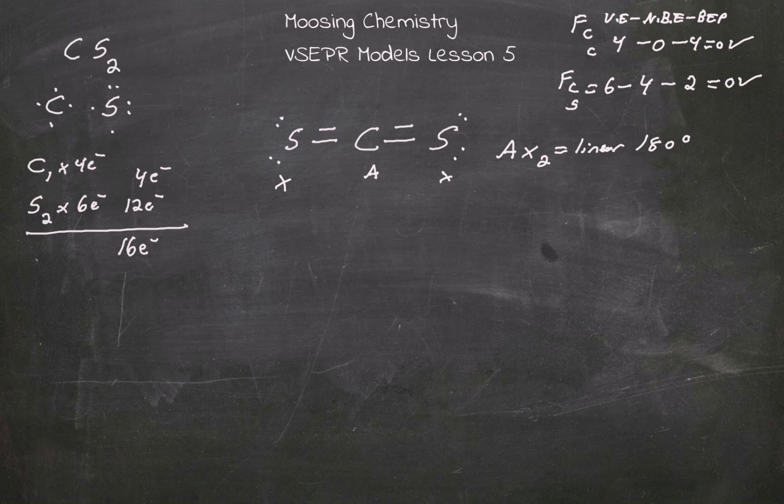So carbon's hybridized orbital has 1 sigma bond, 2 sigma bonds. So carbon would equal sp, 1 for s, 1 for p. Sulfur, on the other hand, will have something quite different. When we look at sulfur, we have a lone pair, and 1 sigma bond. So that gives me sp2.